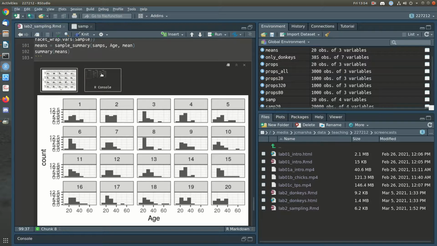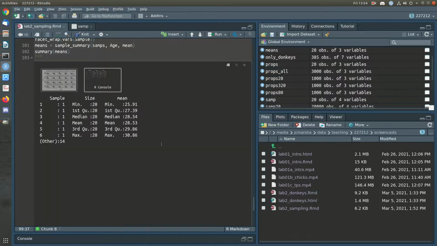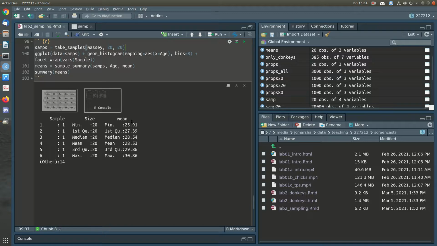And when we look at the sample mean, so if we look at the mean age from sample 1, sample 2, sample 3, sample 4, and so on, then we can see that the mean age in these samples varies from about 26 to about 31. We know the truth is, of course, 28.5, and if we average all of the sample means that we've got, we find that the average age is, in fact, very close to the population age.